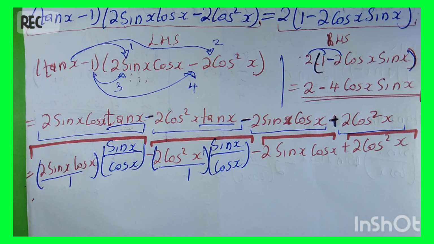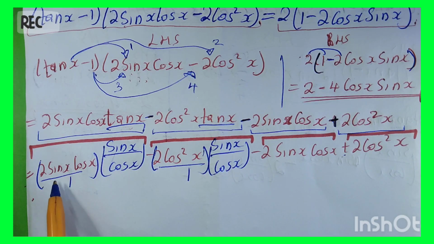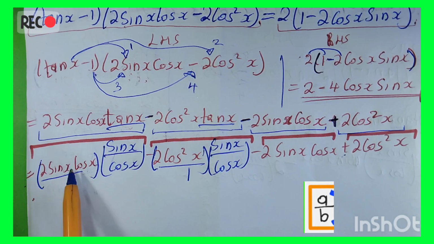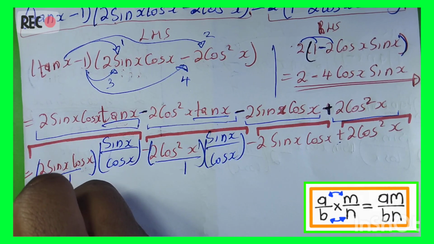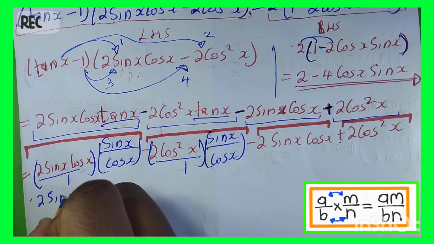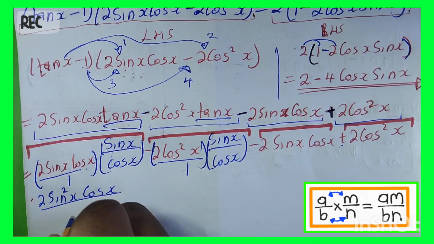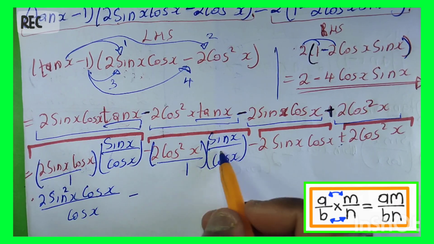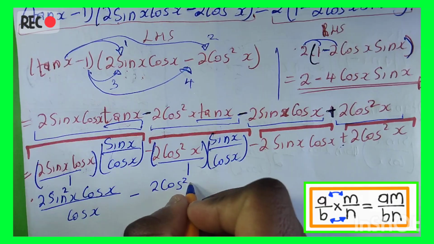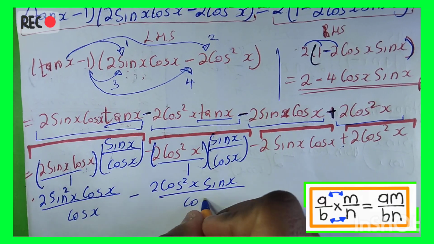Those are the terms that we have, being separated by plus or minus. So if I'm working on this term, I know that when I multiply two fractions, numerator goes to numerator. Here I will have 2 sin x cos x there, and denominator goes to denominator. Then coming to this one, numerator to numerator and sin x there, then denominator to denominator.